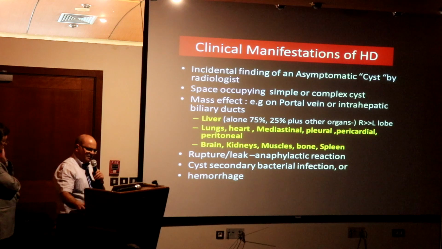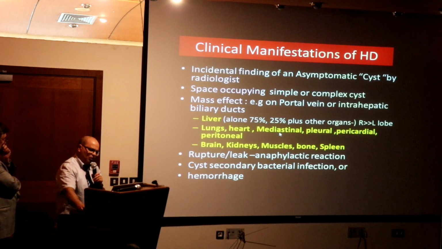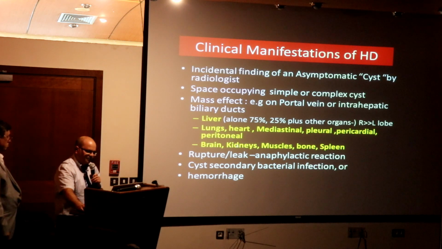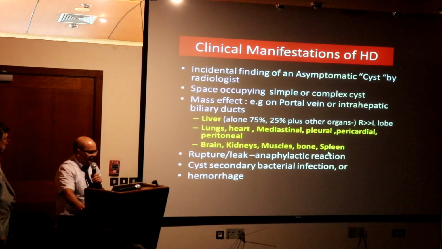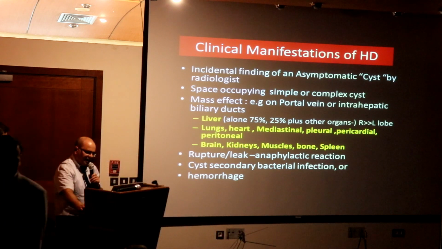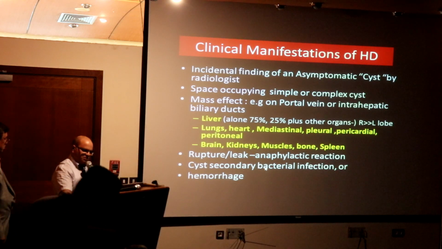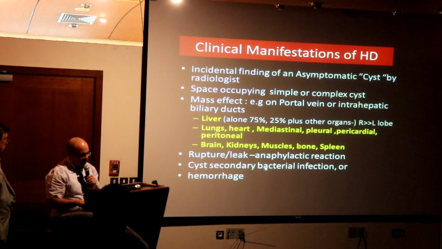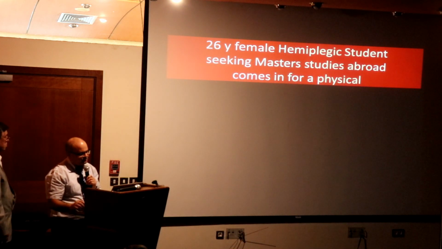And then they can spread locally to the lungs, heart, or to the spaces of the mediastinum, pleura, or pericardium. And I'll try to show you some examples from my patients. Or disseminate hematogenously to the brain, kidneys, muscles, even bone and spleen. They may present with an anaphylactic reaction when they rupture or leak. The cyst could secondarily get infected or bleed.